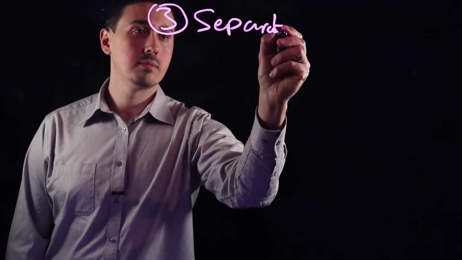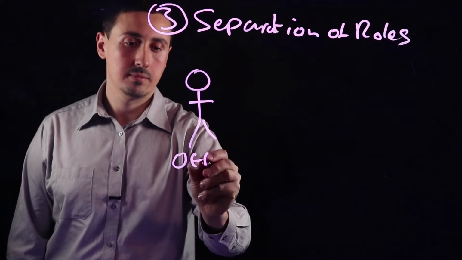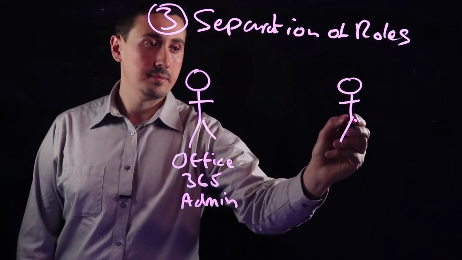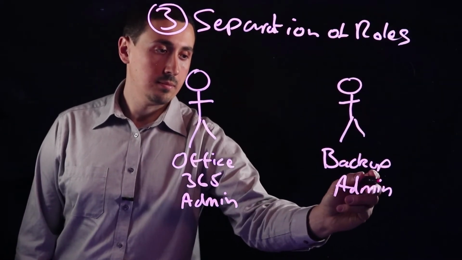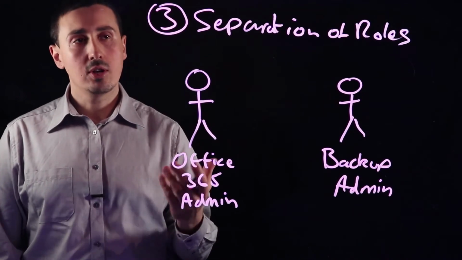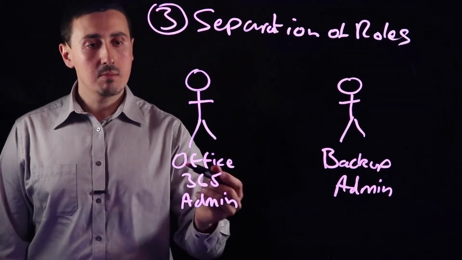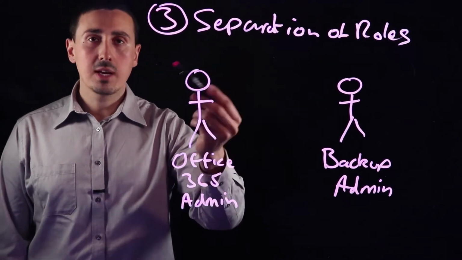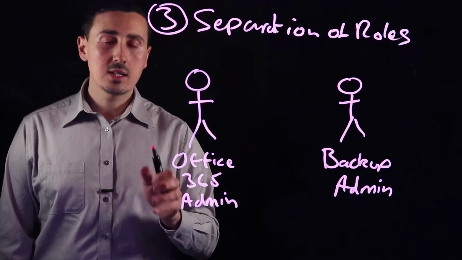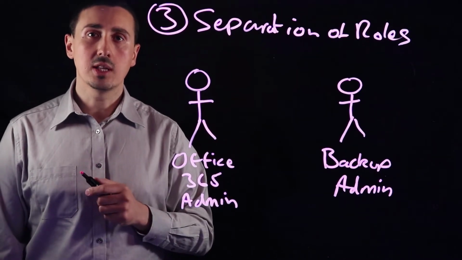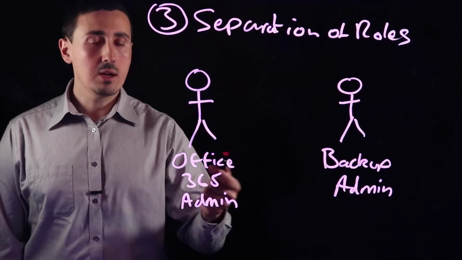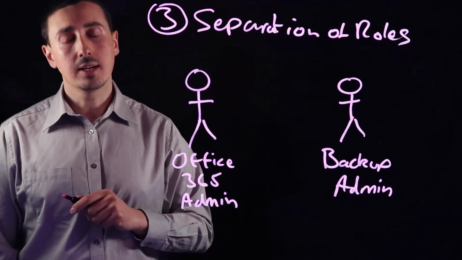The third point I'd like to talk about is that of separation of roles or separation of duties. When it comes to separation of roles or separation of duties, it's important to ensure that the person managing the Office 365 environment isn't also the person responsible for managing the backup environment. And that's really where a third-party data management provider can help you.